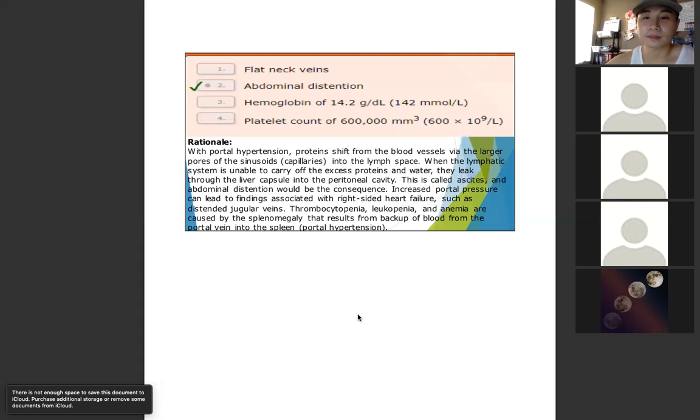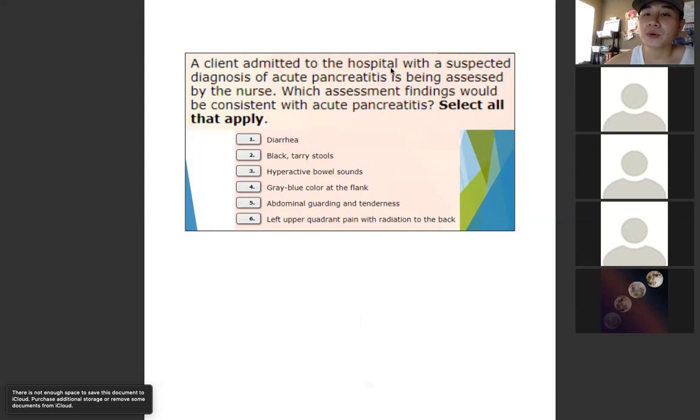All right, next we have a client admitted to the hospital with a suspected diagnosis of acute pancreatitis who is being assessed by the nurse. Which assessment finding would be consistent with acute pancreatitis?